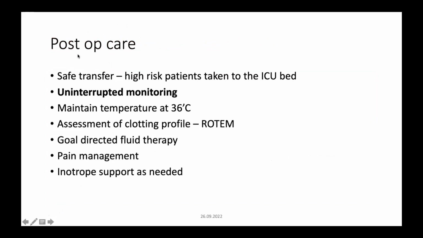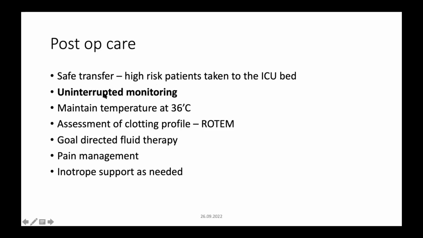Then the post-operative care comes in. So you have to have a safe transfer. Plan out your transfer really well, because this is a high-risk patient taken into the ICU bed. If they are really high risk, I usually take them directly to the ICU bed rather than transferring from trolley to trolley. And I recommend uninterrupted monitoring.